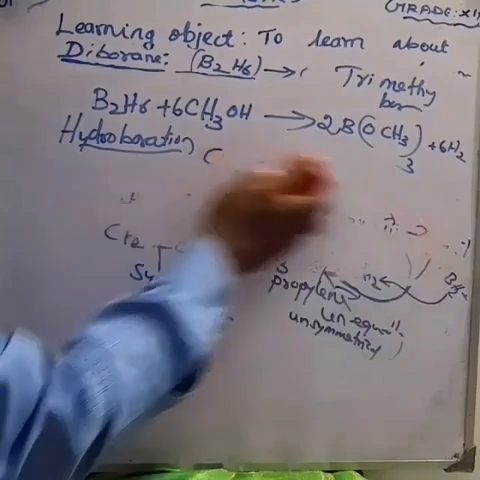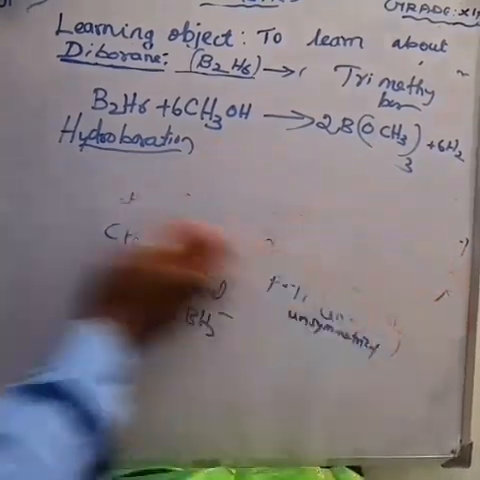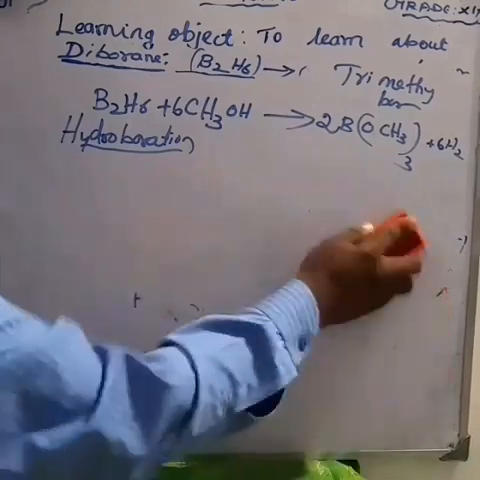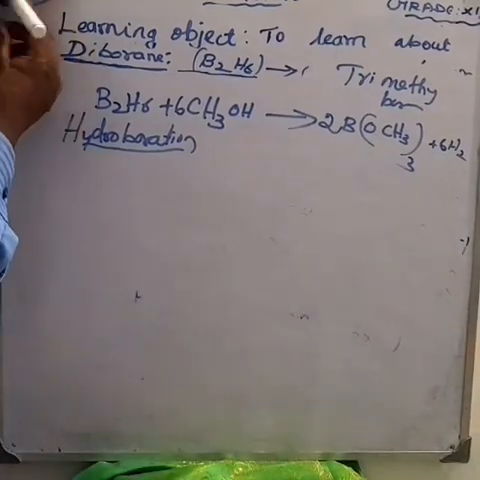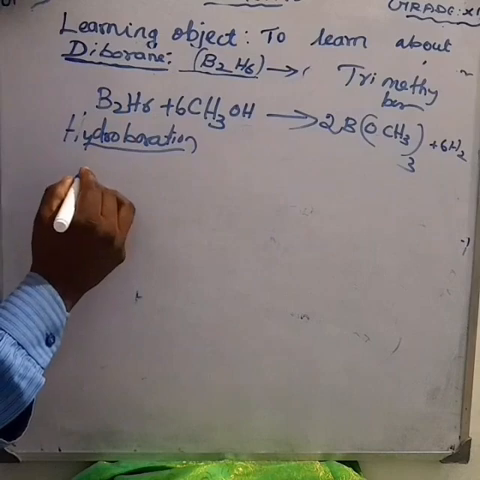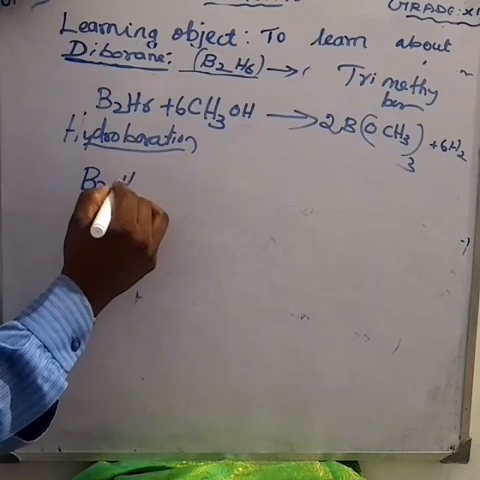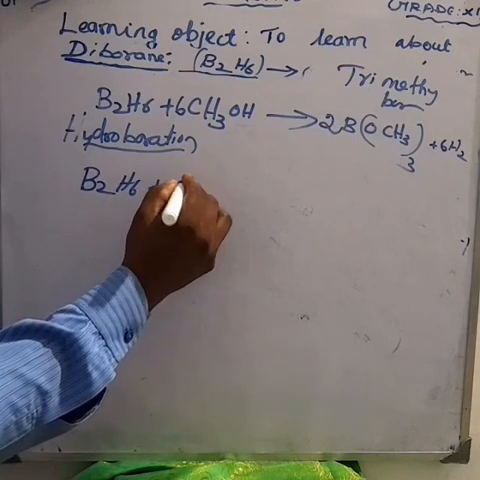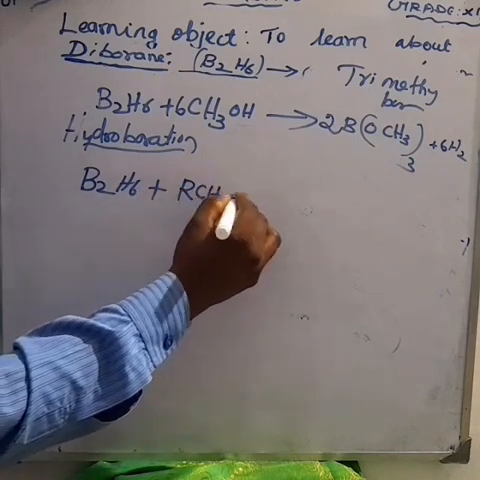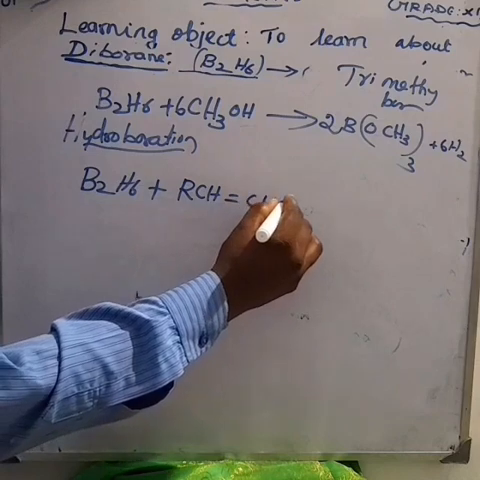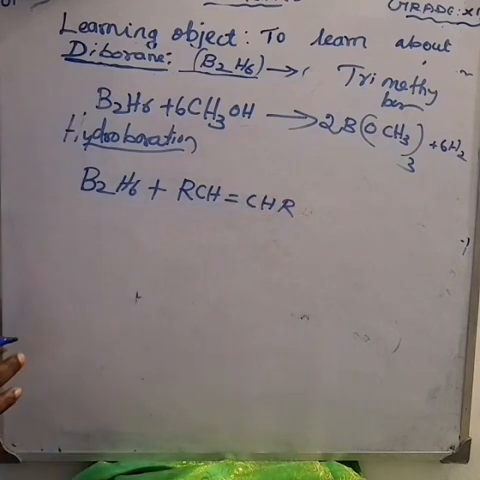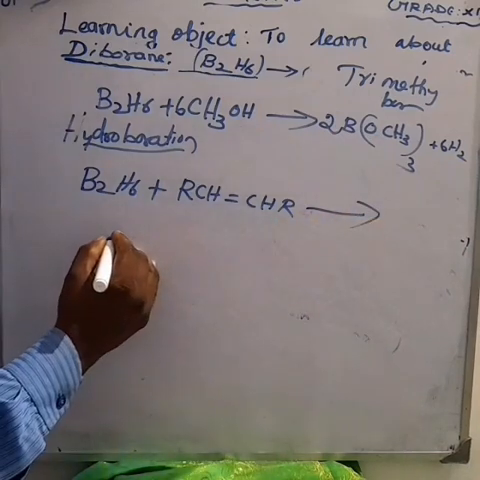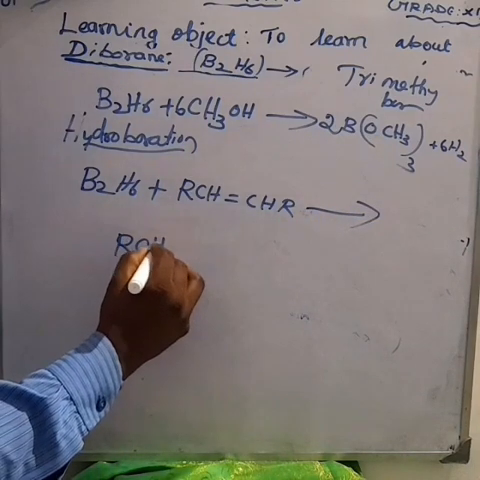But here we are taking a symmetrical alkene, not an unsymmetrical alkene. What is the given formula? Diborane, B2H6, reacts with RCH double bond CHR. This is a symmetrical alkene. So we get one of the compounds. What is that compound?